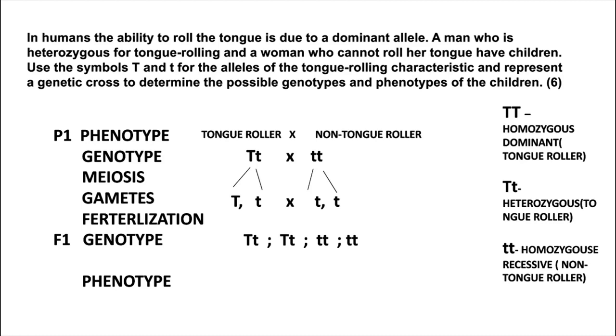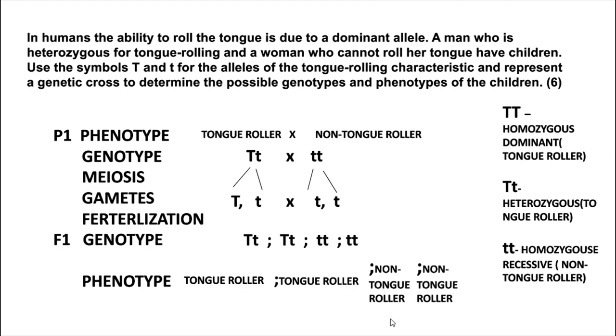From there, you take the first genotype that you got, big T, small t, what is its phenotype according to the statement? That is tongue roller. It is heterozygous, but you just write tongue roller. The second one is also tongue roller. The third one is non-tongue roller. And the last one is non-tongue roller. And that's all, you're going to get your 4 marks.